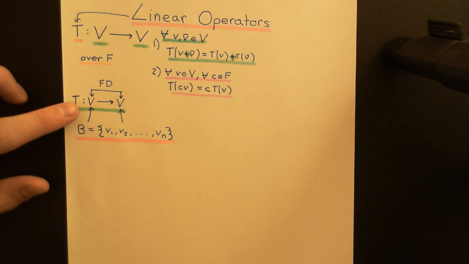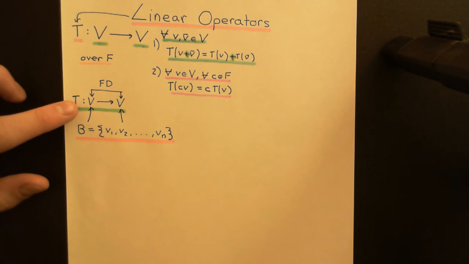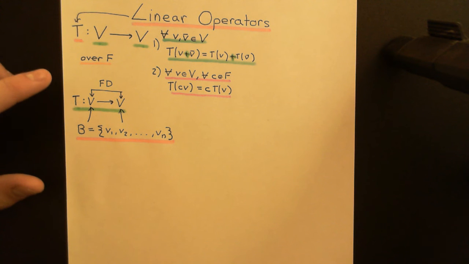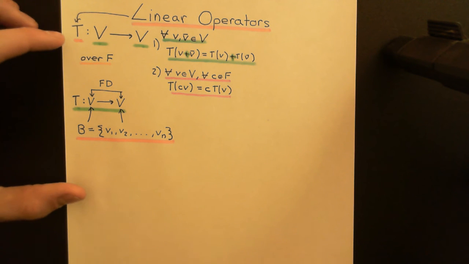Okay, so spanning the vector space means that there is a linear combination of the basis vectors that will give you any vector you like in the vector space. Being linearly independent then amounts to there being only one linear combination of the basis vectors that gives each vector in the vector space.